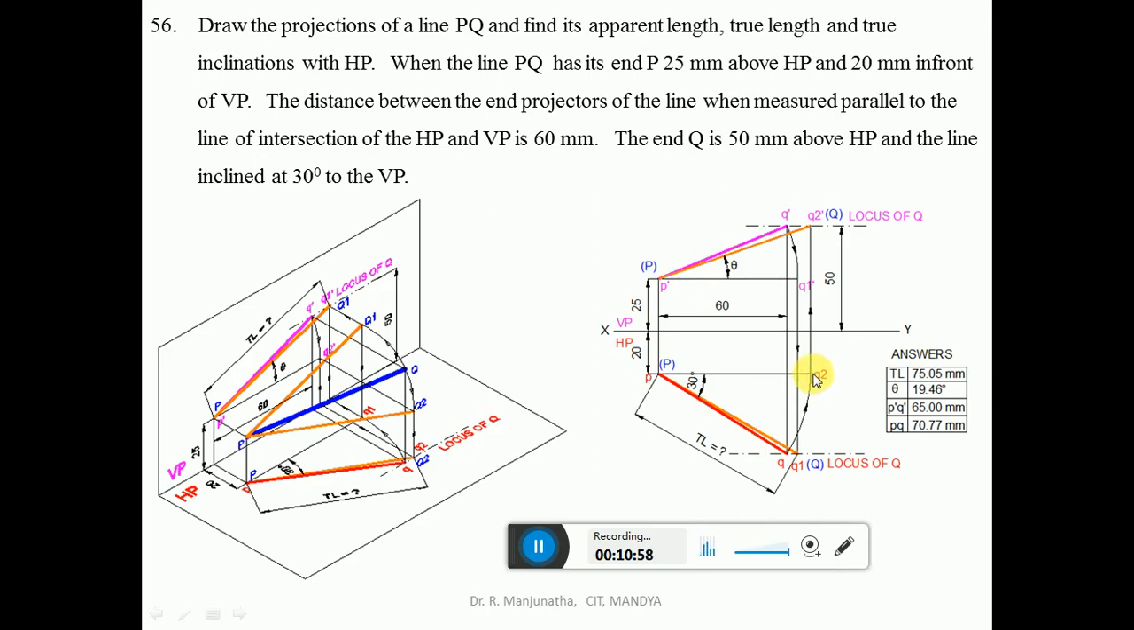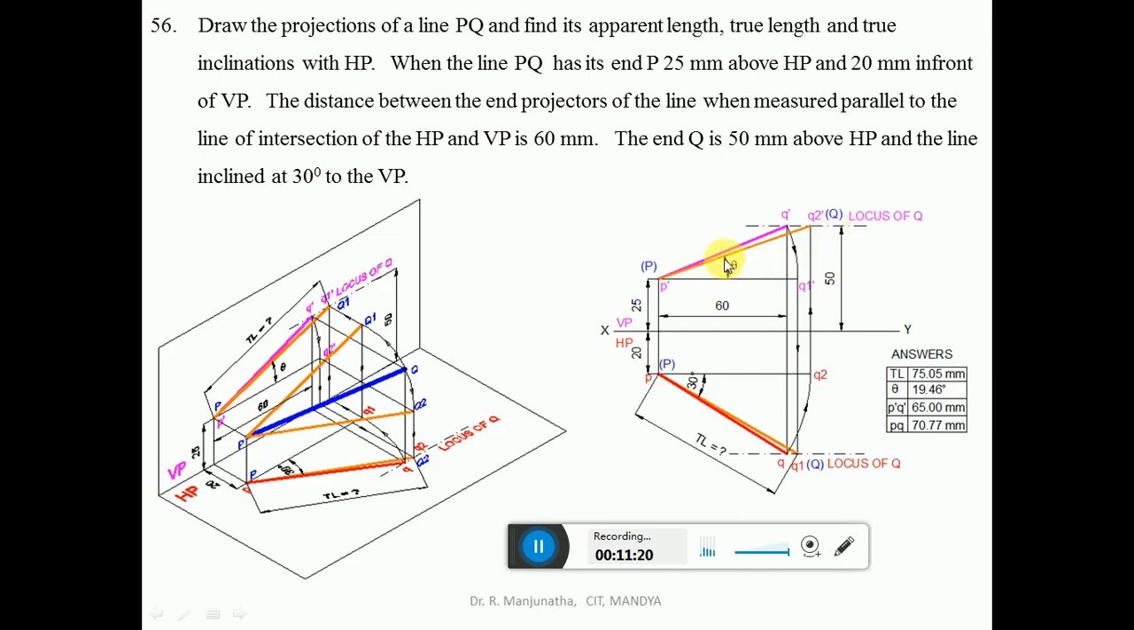Then from Q2 you draw a projector such that it will cut the locus of Q in the front view here. Then mark that point as Q2 dash. Since PQ2 is lying parallel to VP, this will be the true length. So you mark this as capital P and this as capital Q. Then join P dash and Q2 dash with a little bit darker line than the projector line.